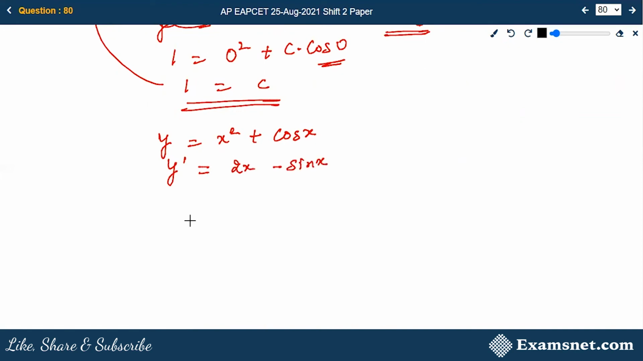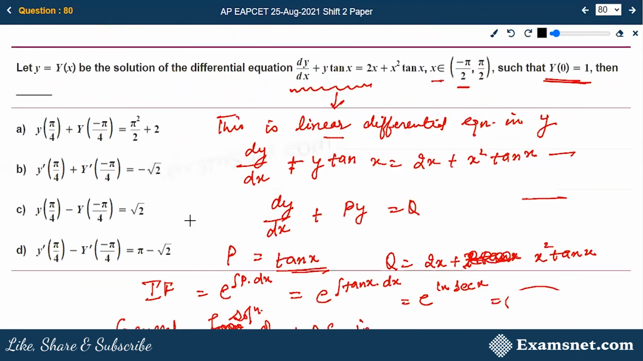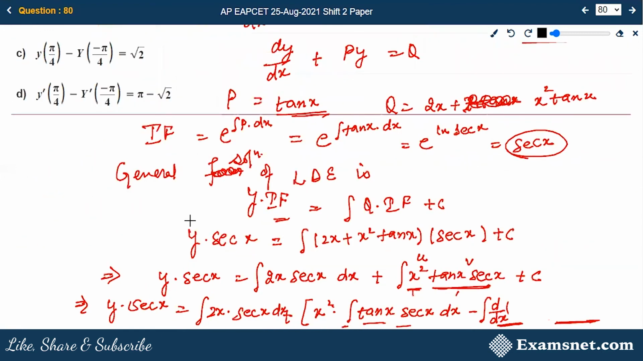Correct? Now you have to see the limits over here. See, x belongs to minus pi by 2 and pi by 2. Correct? So now in this question, let's put that.